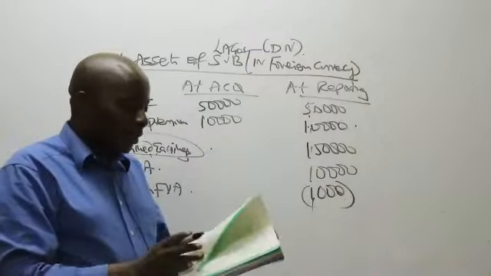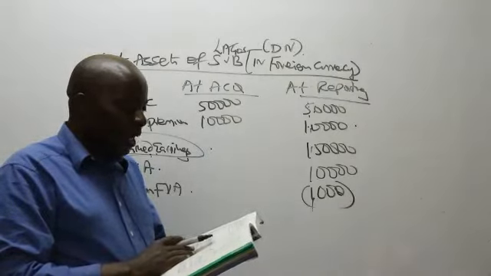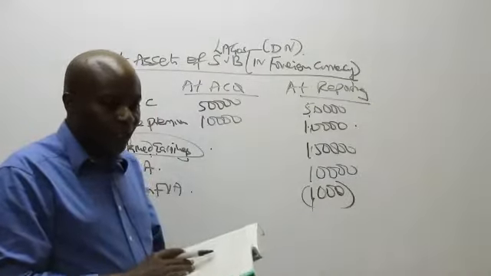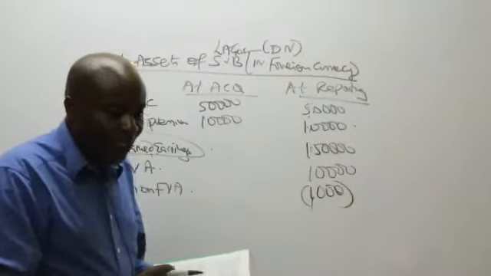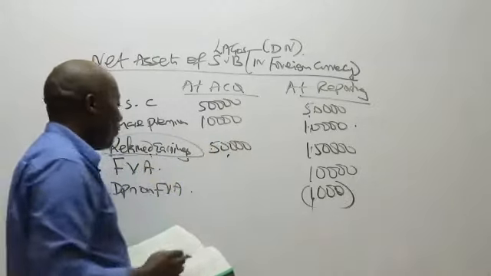It's in a particular note there. It's not note number one. When the retained earnings were 50,000. So retained earnings here at acquisition were 50,000.